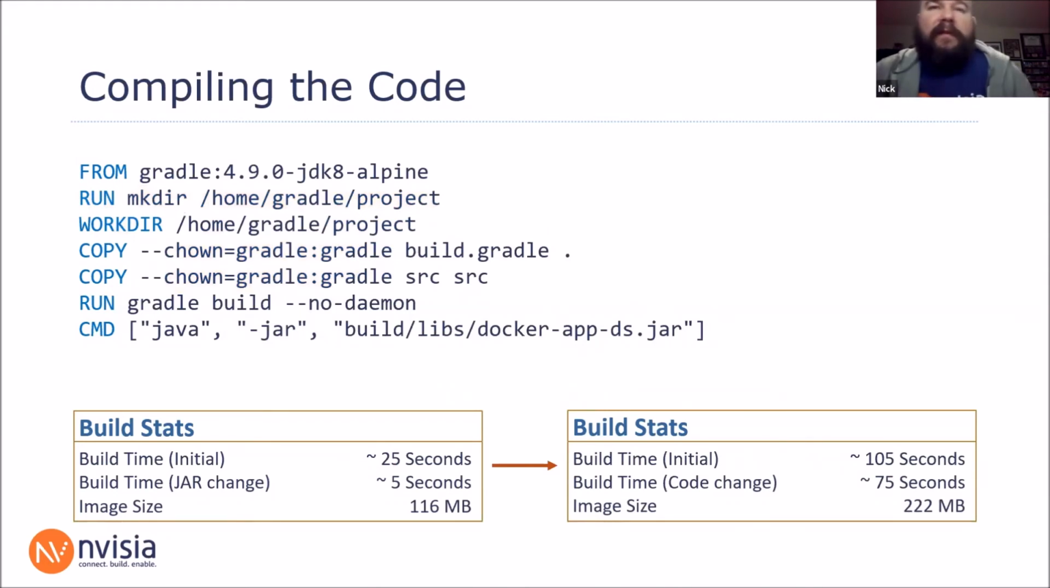So when we do this, we see our build time jumps up to now 105 seconds for initial and 75 seconds for code change. And our image size jumped up over 100 megs. But the benefit to doing this is now if I'm not changing my code, I don't have to rebuild the image. So before we were always having to rebuild the jar file, and that was taking about 2 minutes on its own. Now at least we have it cached. And if we're not changing the code, we don't change that jar file, which means our image is going to stay the same.